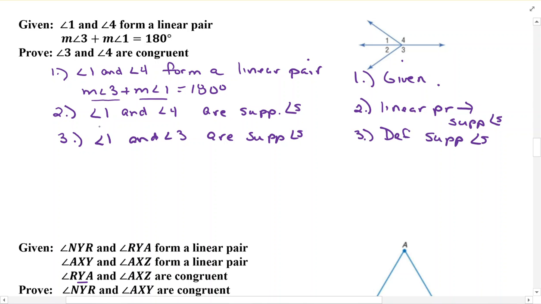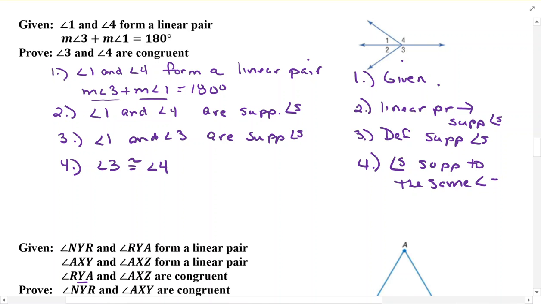Well, 1 is supplementary to 4, and angle 1 is also supplementary to angle 3. So we know that angle 3 has to be congruent to angle 4. And that's because angles supplementary to the same angle are congruent.